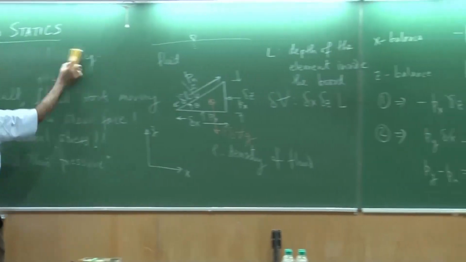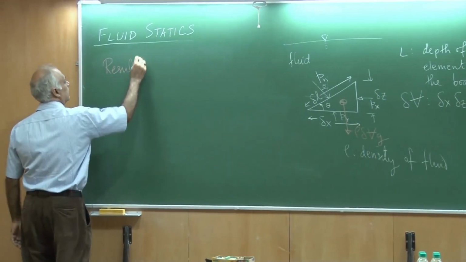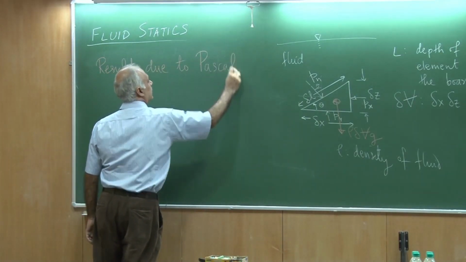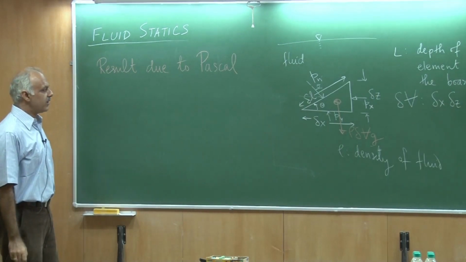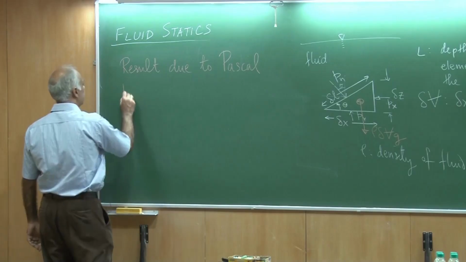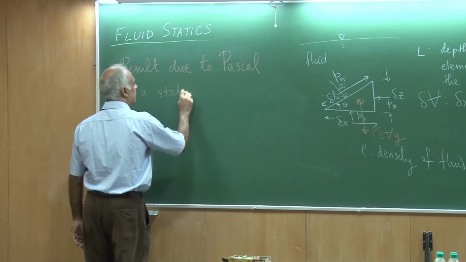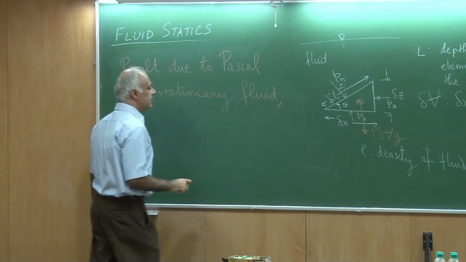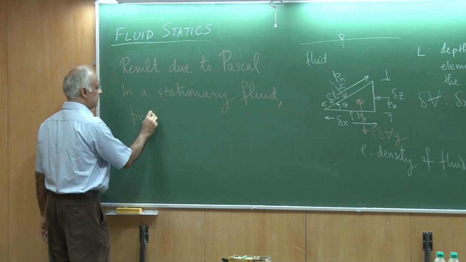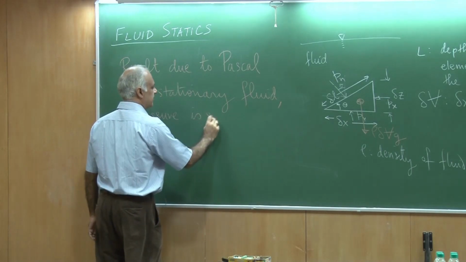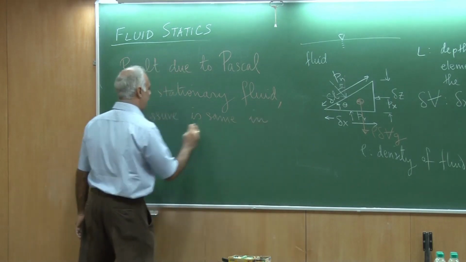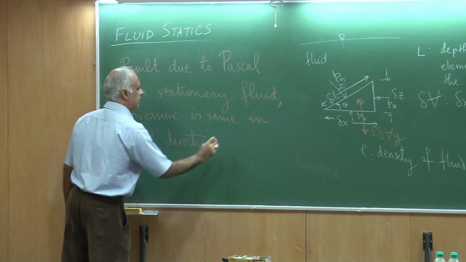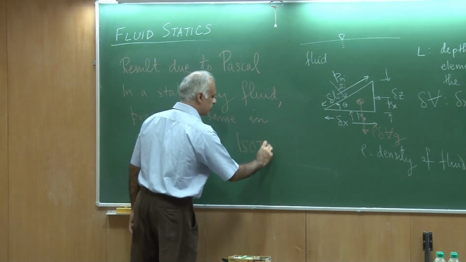So essentially, let me summarize this for you. This is the result due to Pascal, which you have already looked at in your high school, and it says that in a stationary fluid, pressure is the same in all directions. In other words, we could also say this is isotropic.